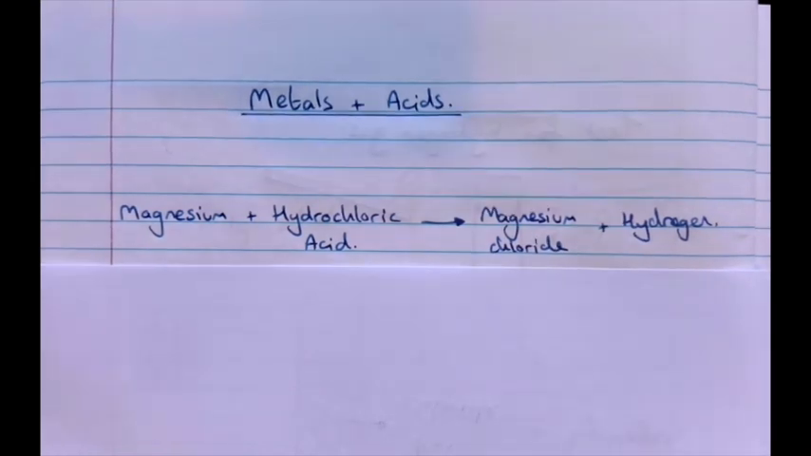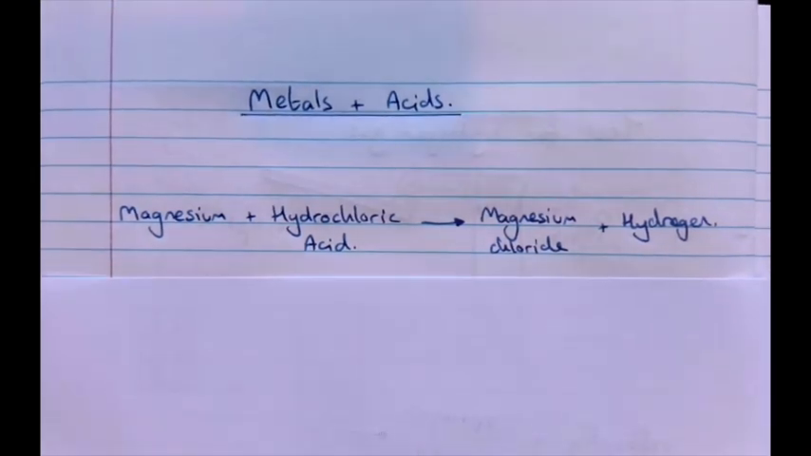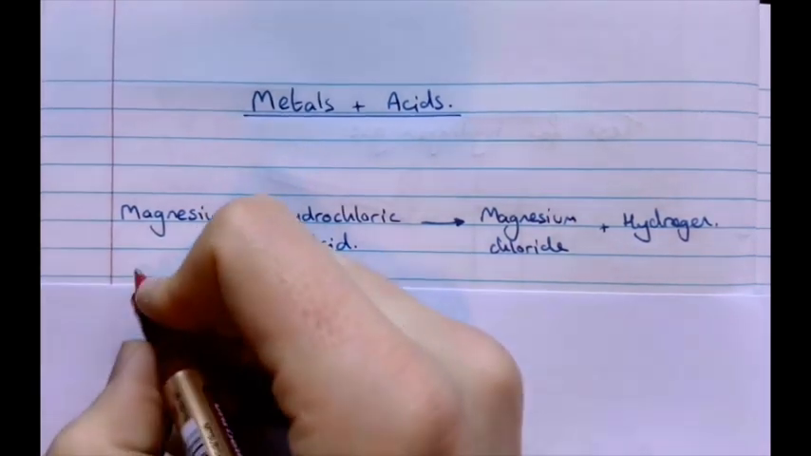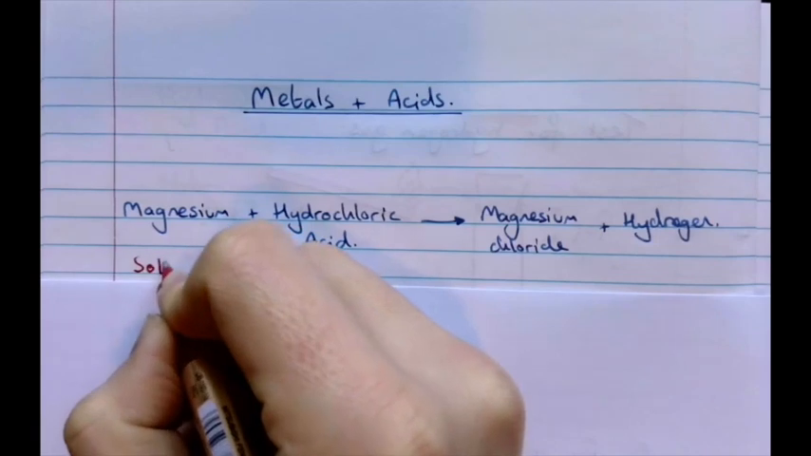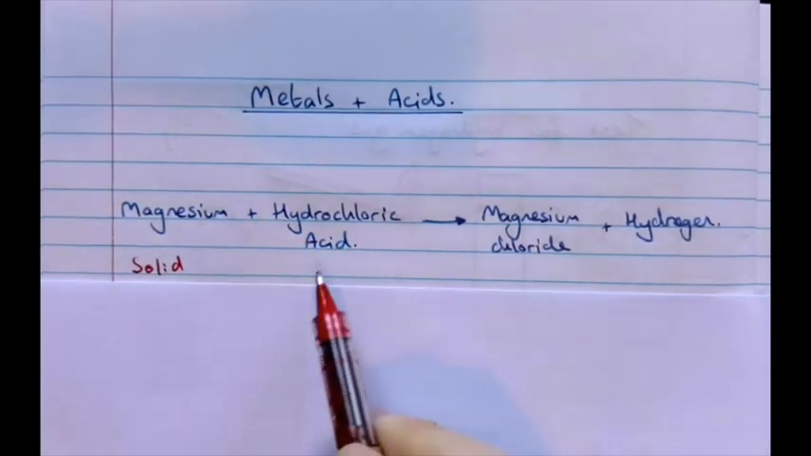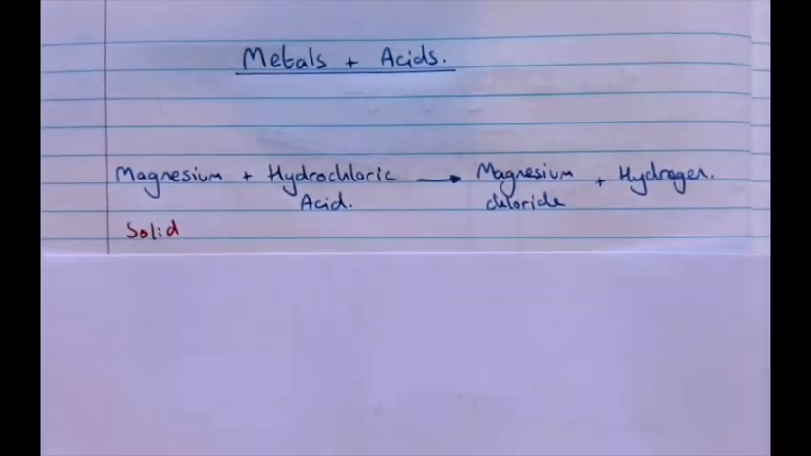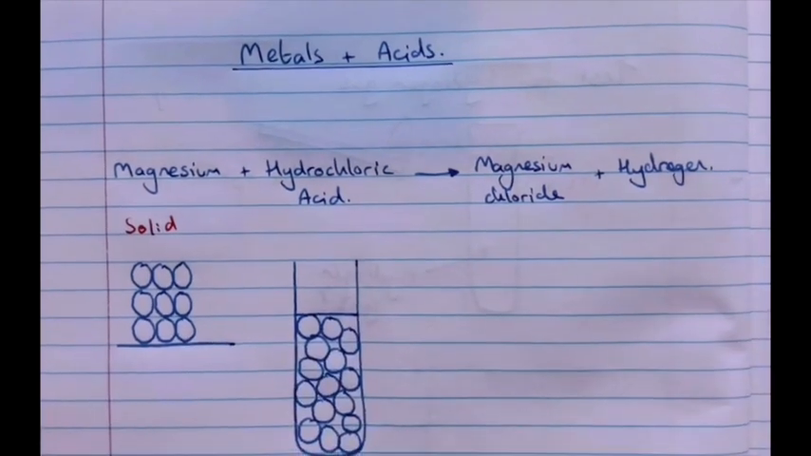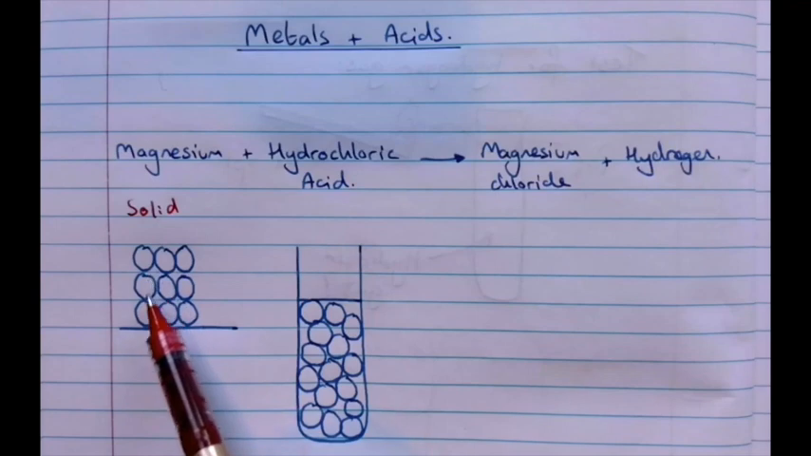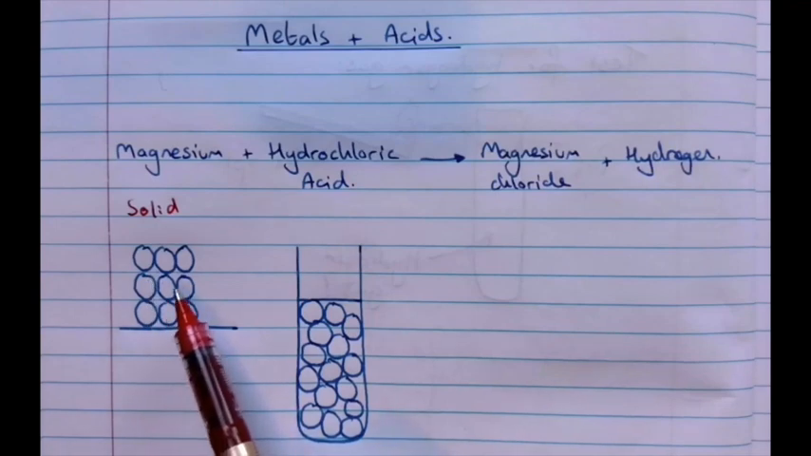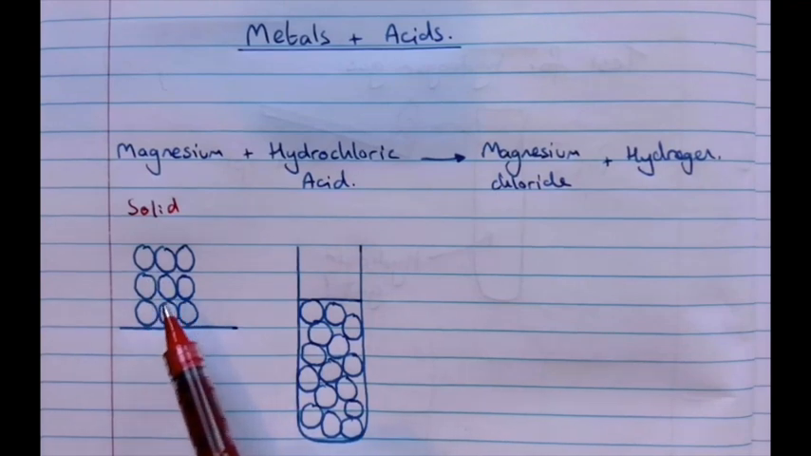Okay, so just so we're clear on what's happening here, we're taking magnesium, which is a solid metal, and we're reacting it with hydrochloric acid. So in terms of particles, that would look like this. So we have our solid metal. So you can remember that in a solid, particles are all arranged regularly and they're packed close together.